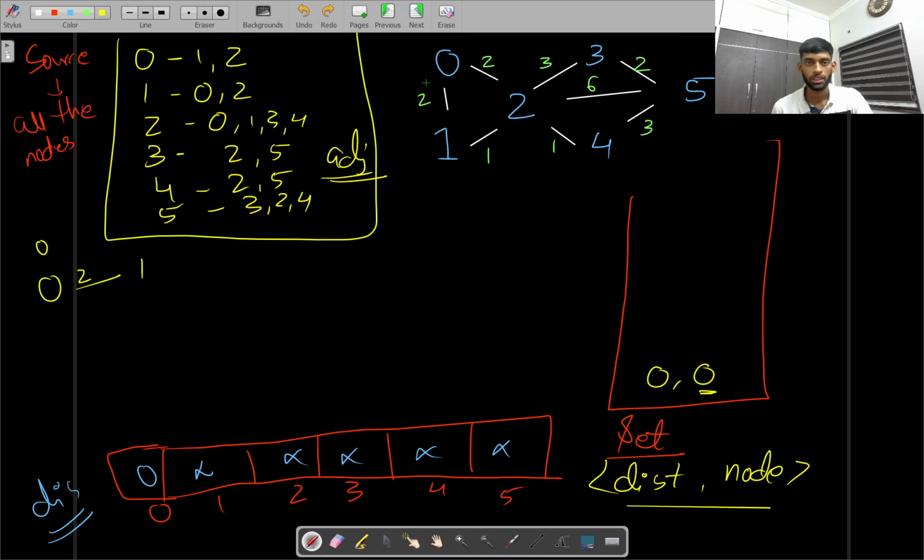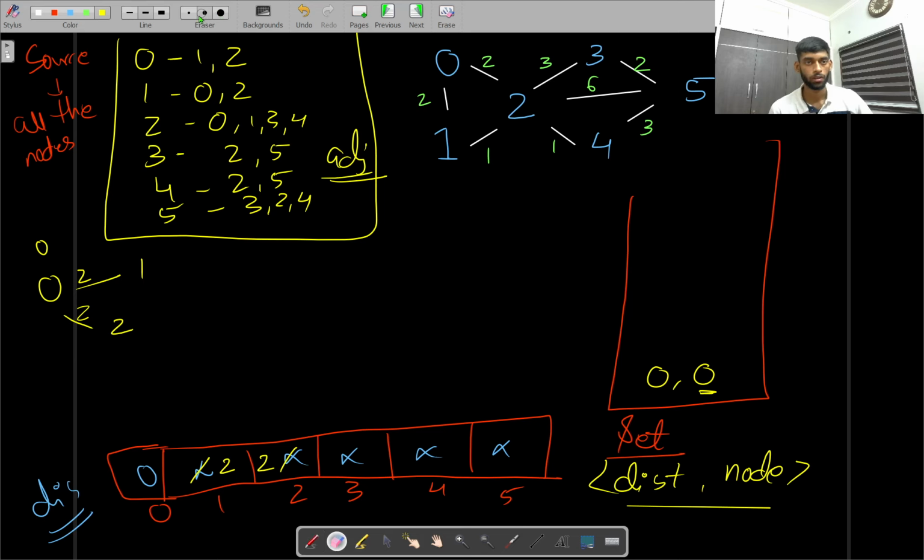So distance from 0 to 1 is 2. We'll erase infinity and update it as 2. Another node that I can go to from 0 is 2. The distance to go from 0 to 2 is also 2. So we will update the distance array and write 2 here.